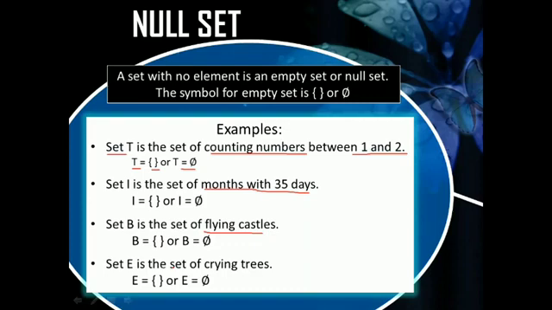And set E is the set of crying trees. So are there crying trees? There is none, right, in this reality. So we can only see crying trees in our imagination, in fantasy, like that. So that is why the set E is an empty set.